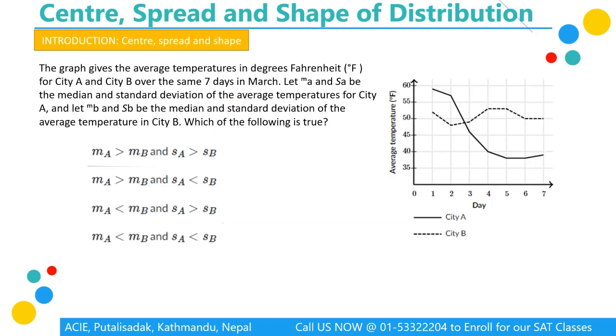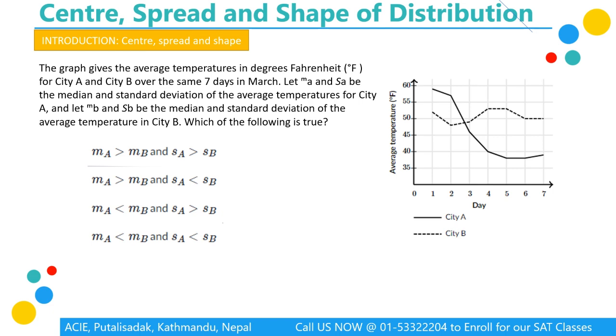Now let's work out a question over here. A graph gives the average temperature in degrees Fahrenheit for city A and city B over the same 7 days in March. Let MA and SA be the median and standard deviation of average temperatures for city A, and let MB and SB be the median and standard deviation of the average temperature in city B. Which of the following is true? And we're given 4 different points.